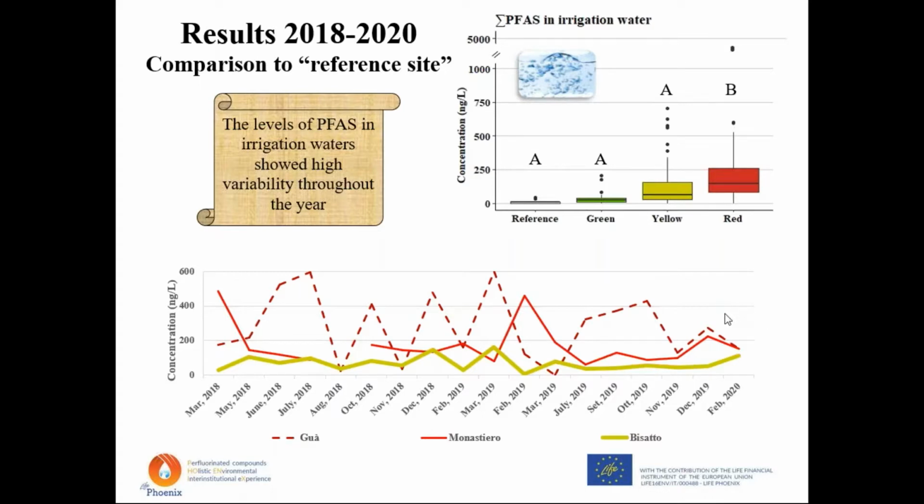Here I have reported the trend recorded in 3 sites, and in particular you can see that the levels ranged from the limit of detection to 600 nanograms per liter. So a very high variability, that can be explained by the fact that the irrigation channels take water from different sources according to irrigation request and season.